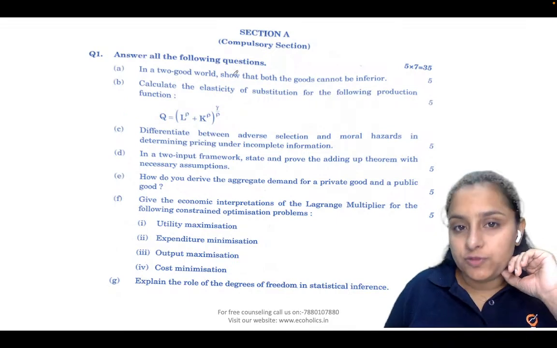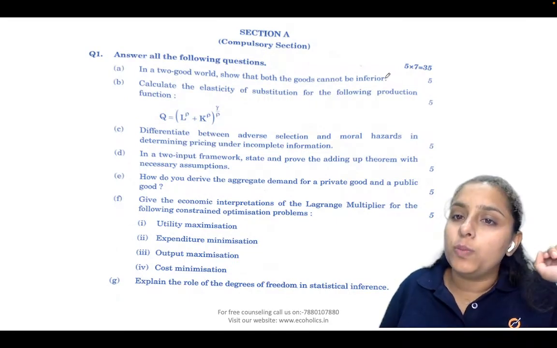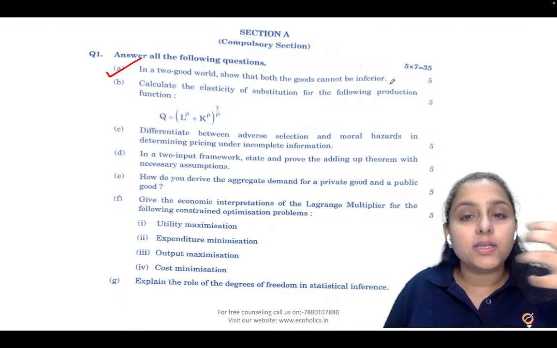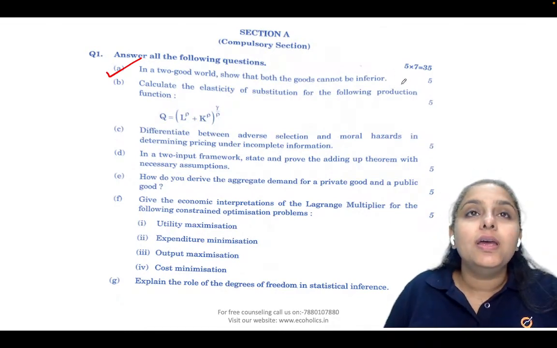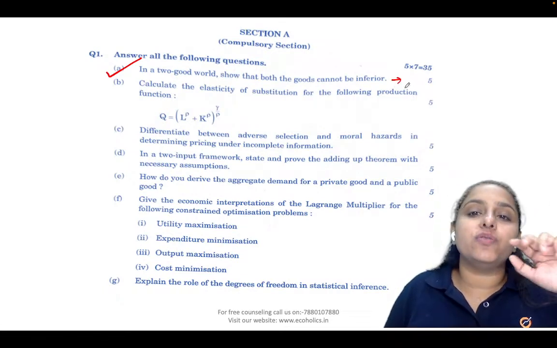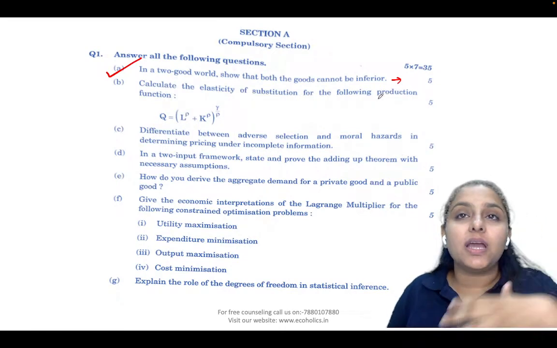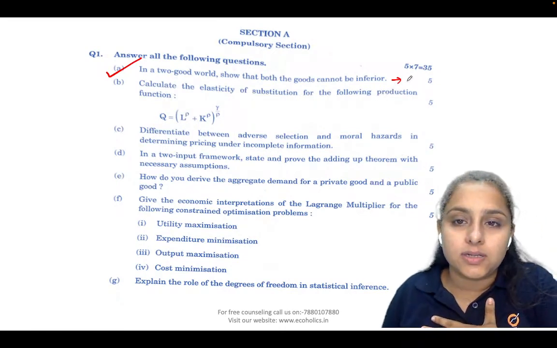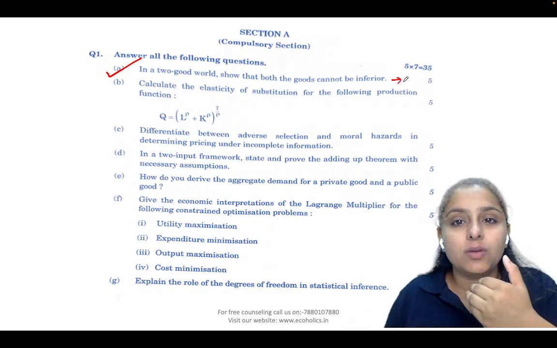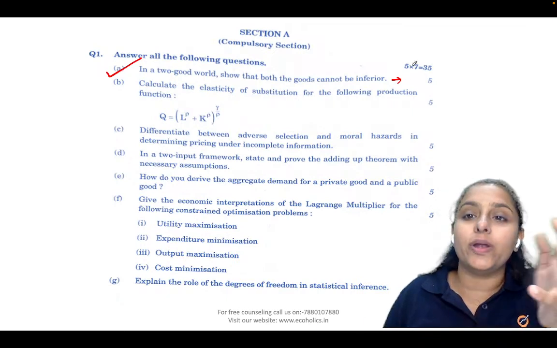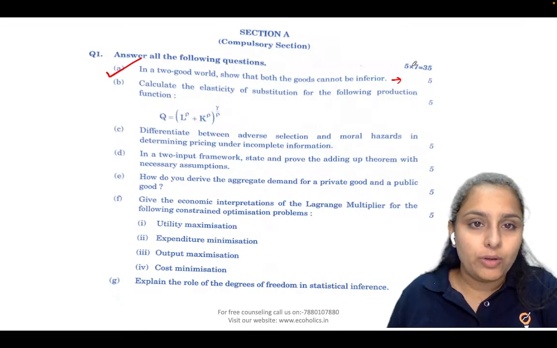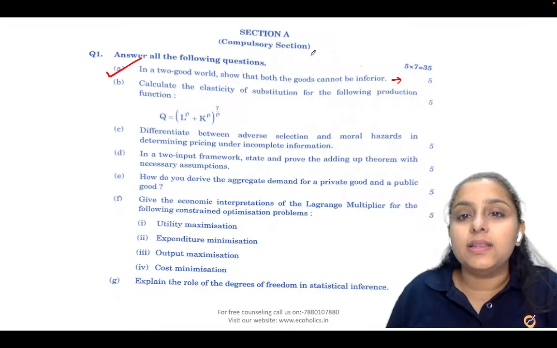In a two good world, show that both the goods cannot be inferior. So this particular question, when I just saw this question in the paper, I was really happy. The reason being, we had the same question in our test series, and I was happy for the students who have written this in the test series that they must be knowing a proper answer because we provide them with the model answer. So at least their 5 marks, first question, first part, are secured. There is no better feeling than this.